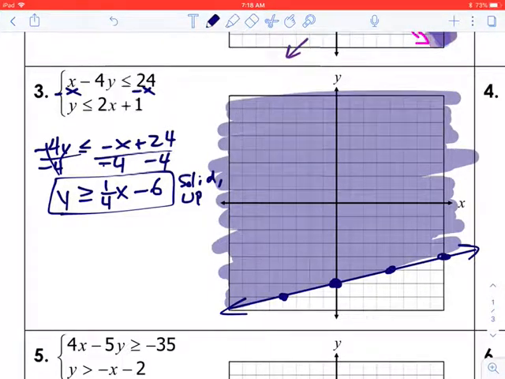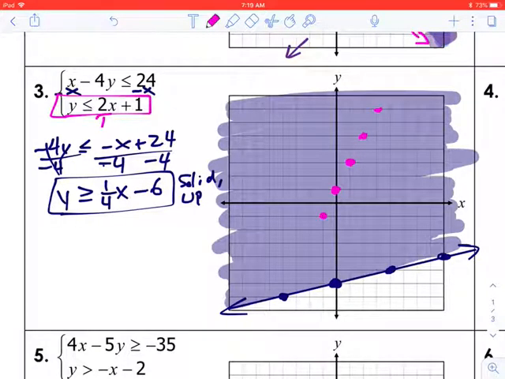And the other equation is already set for us. So positive 1 is here. And I'm going up 2 over 1. Up 2 over 1, up 2 over 1. Down to left 1 if I want to get more points. This is also a solid line. Okay, so I can go ahead and draw my solid line going through those points.